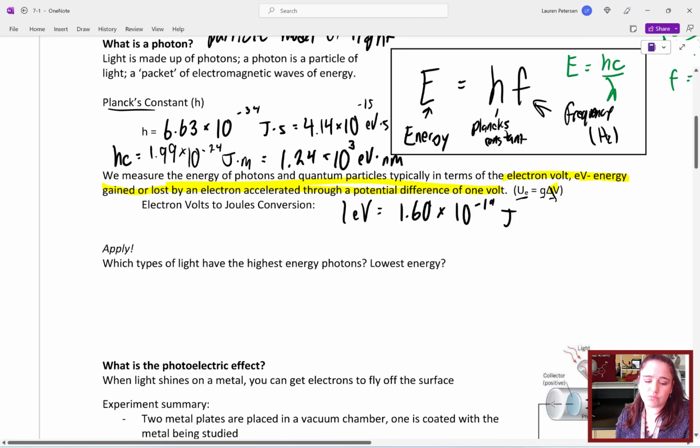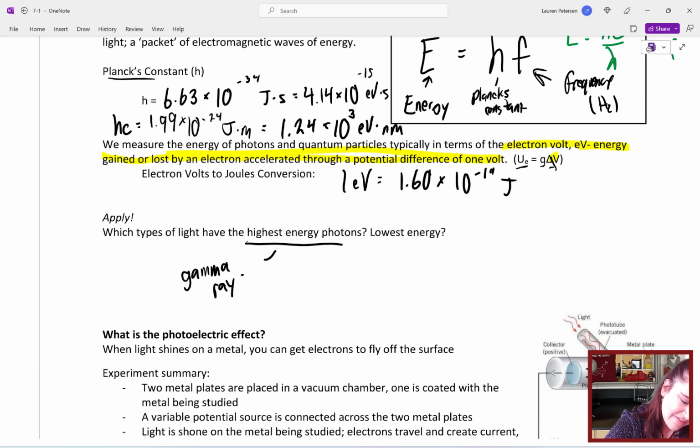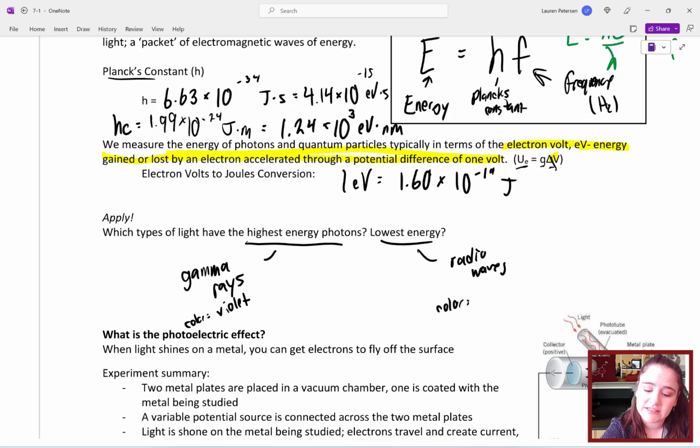Okay. So what types of light have the highest energy photons? That's going to be gamma rays. They have the highest frequency, highest energy, and the shortest wavelengths. If we were talking about color, it would be violet. They are the highest energy photons, where the lowest energy is radio waves. Or if you're looking just in visible light, it would be the red wavelengths. Okay, cool.